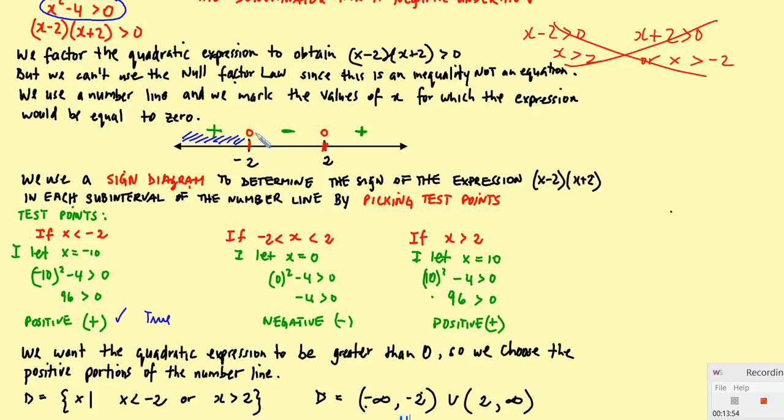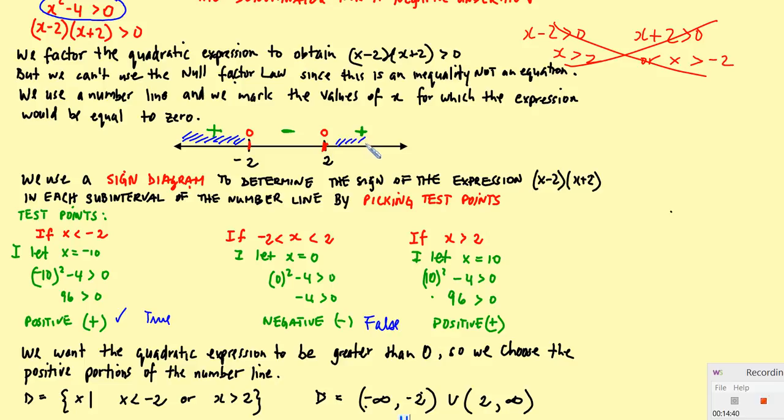If I now choose a number between negative 2 and 2, I'm going to pick 0 simply because it's the easiest number to pick. I replace it back into the inequality x squared minus 4 is greater than 0, so that I have 0 squared minus 4 is greater than 0, negative 4 is greater than 0. That's negative. It's a false statement. Then I do the last one, where x is greater than 2, so I'm just going to choose 10, but I could really choose any number greater than 2. And I end up getting again that 96 is greater than 0, so it's positive again.